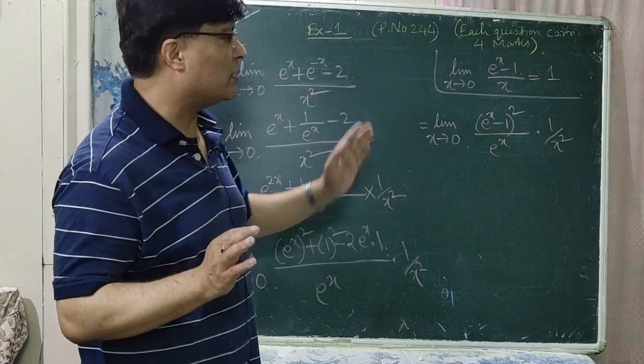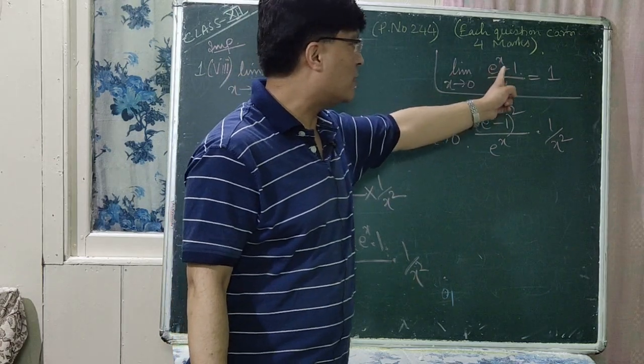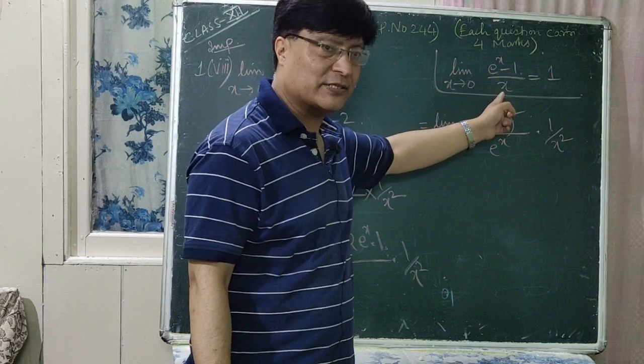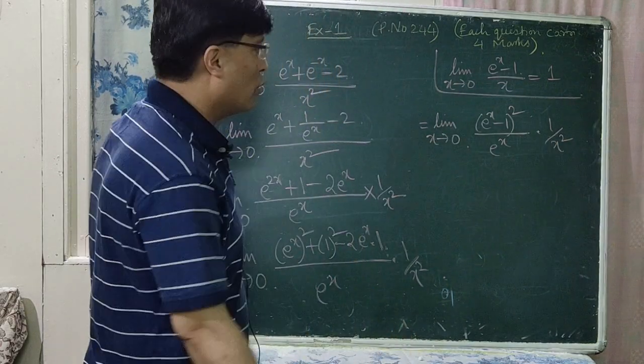Now you should convert it into standard form. So what is the standard form out here? E to the power x minus 1 whole divided by x. So you should write this x square below this e to the power x minus 1 whole square.